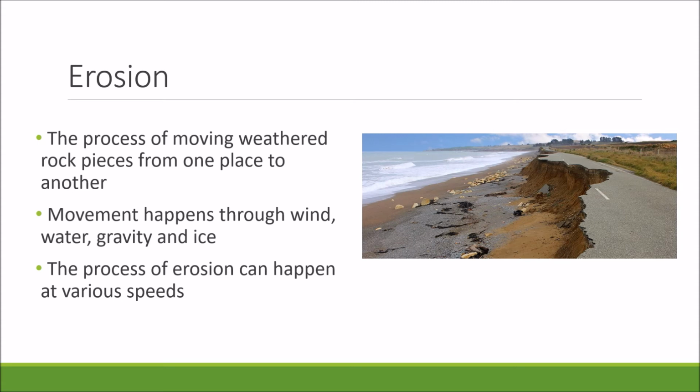If you look at that picture on the right, you can see that that was once a road, because you can see the little white marking on the road. And you can see that it has been broken apart because pieces are falling down and are being moved by erosion.